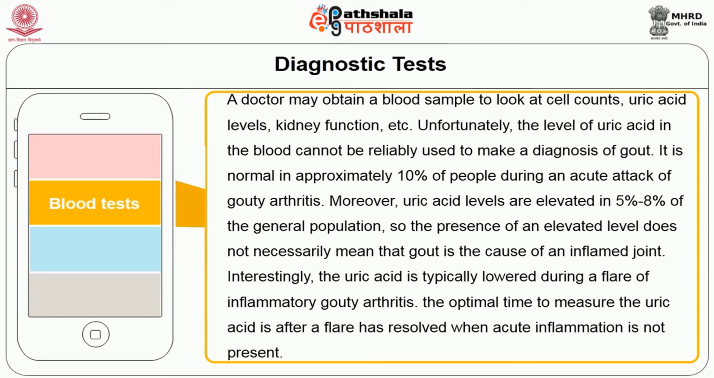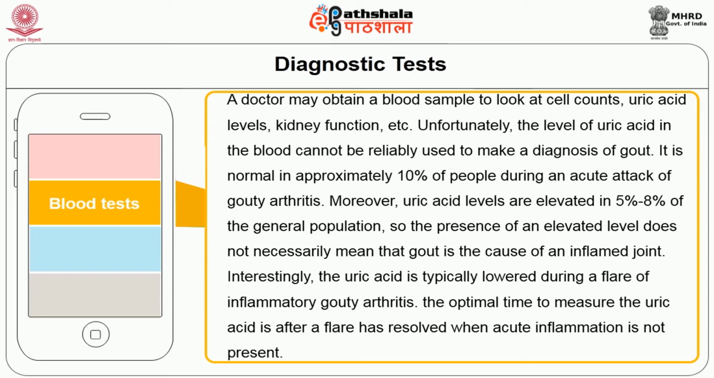Interestingly, the uric acid is typically lowered during a flare of inflammatory gouty arthritis. Therefore, the optimal time to measure the uric acid is after a flare has resolved, when acute inflammation is not present.